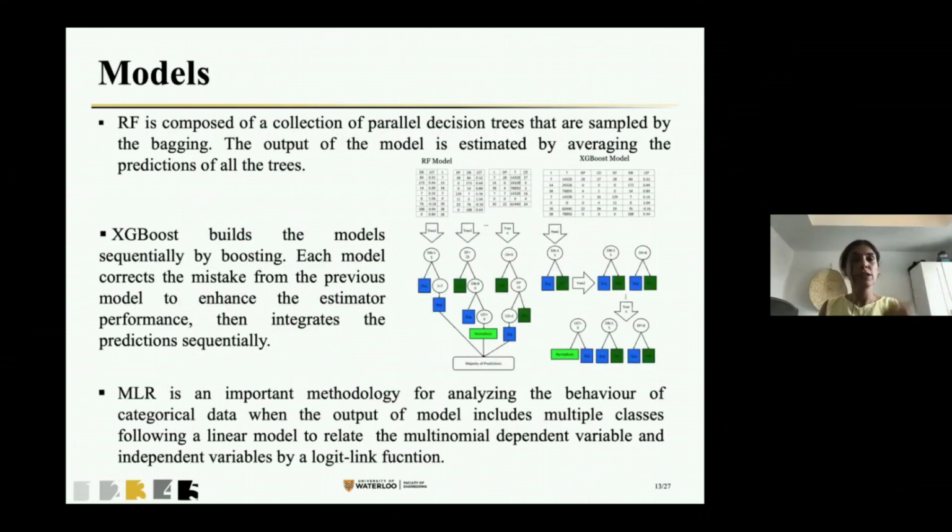As I mentioned, we use random forest, XGBoost, and MLR models. Random forest is a type of ensemble learning model composed of parallel decision trees, which you can see here in this plot. And XGBoost is the same, an ensemble learning model, but uses a combination of sequential trees, where each tree corrects the mistakes from the previous model.